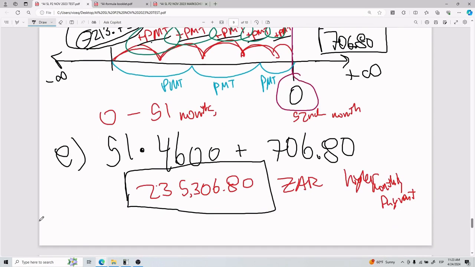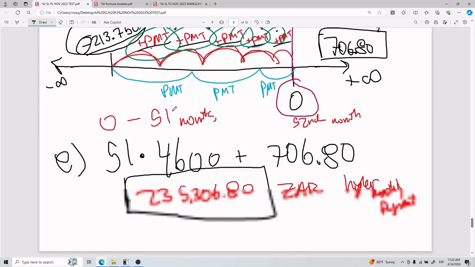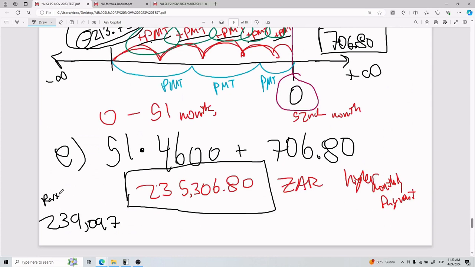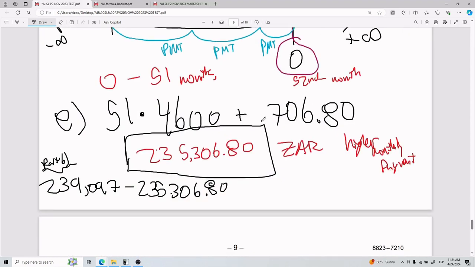So I can take the 239,097, if I recall correctly. So this guy here, so basically part B. So you take from part B, right? You subtract it from what you just calculated using the higher monthly payment. And that is, ladies and gentlemen, the difference, or how much he saves by doing the higher monthly payments.